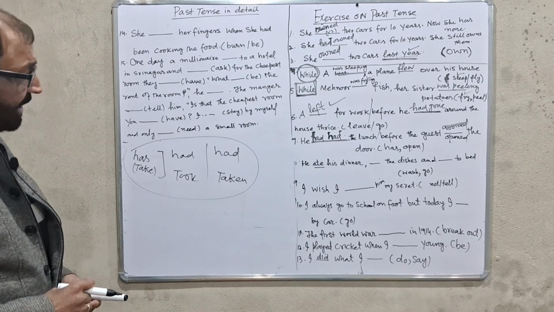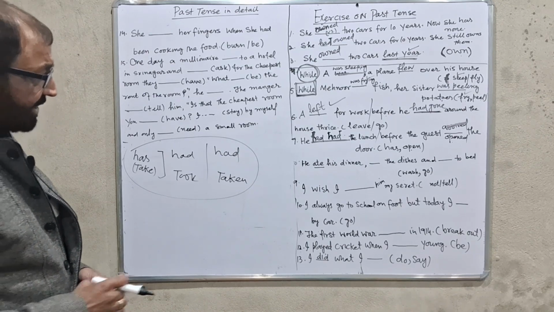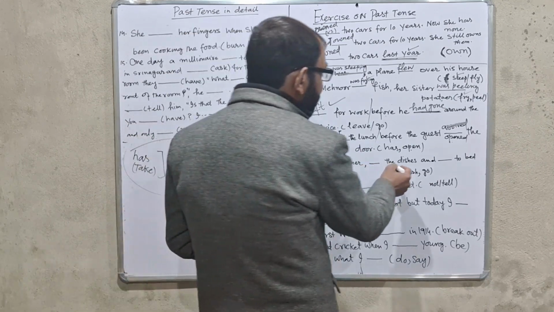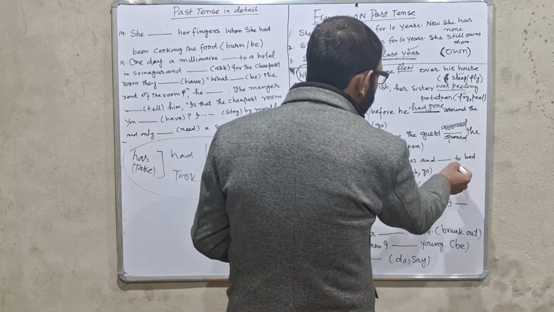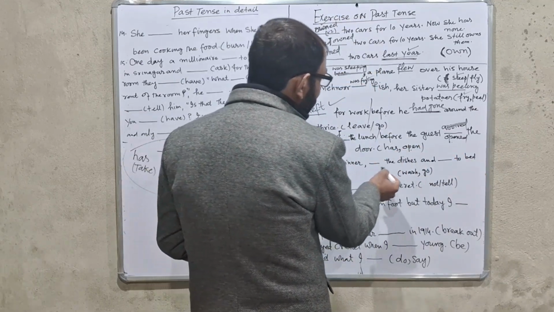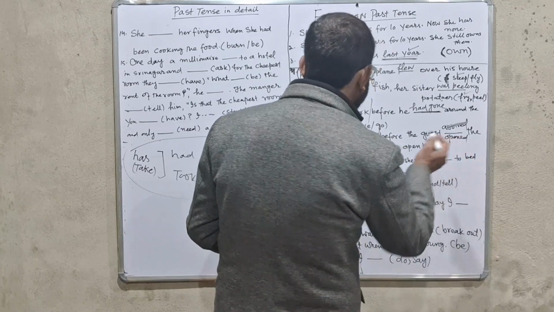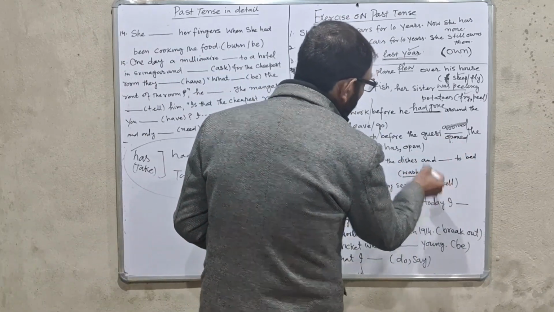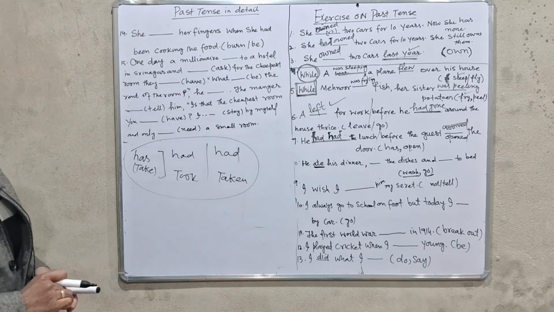Point number 8. He ate his dinner. He ate his dinner, past simple given. He ate his dinner, dash dash the dishes and dash dash to bed. Here the verbs are wash and go. Now what is to be done with them?